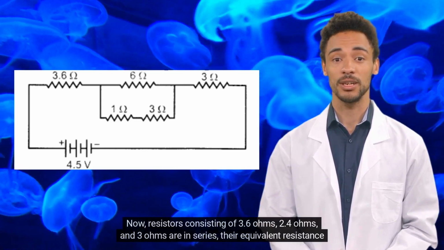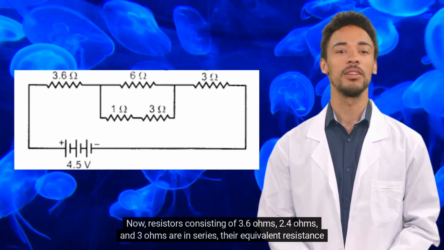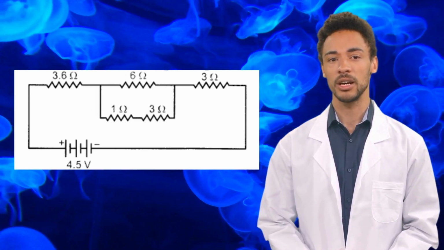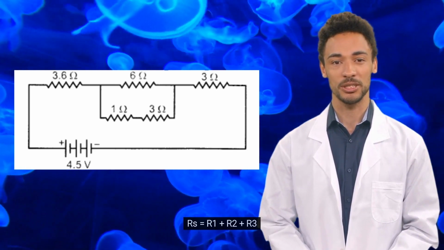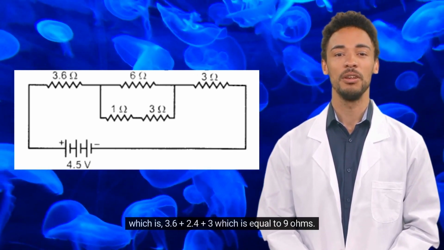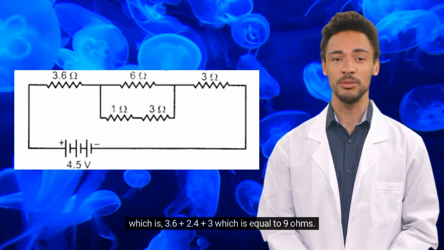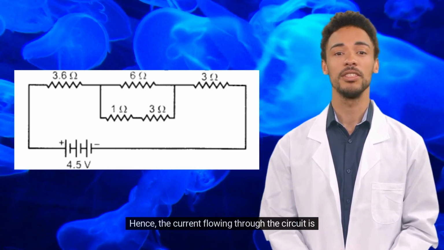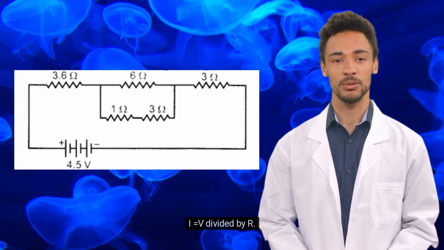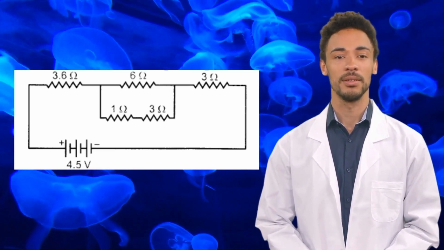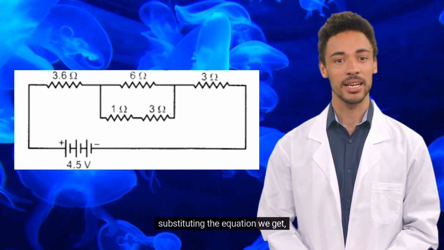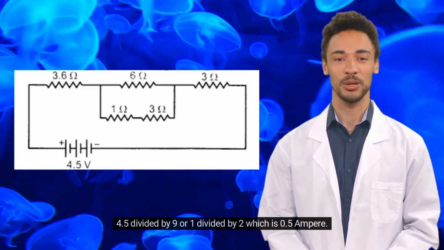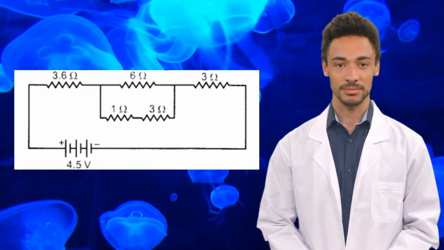Now, resistors consisting of 3.6 ohms, 2.4 ohms, and 3 ohms are in series, so their equivalent resistance will be Rs equals R1 plus R2 plus R3, which is 3.6 plus 2.4 plus 3, which is equal to 9 ohms. Hence, the current flowing through the circuit is I equals V divided by R. Substituting the values, we get 4.5 divided by 9, or 1 divided by 2, which is 0.5 ampere.